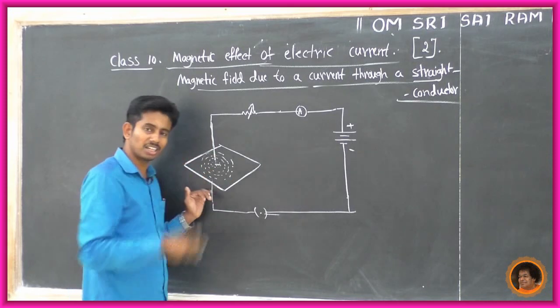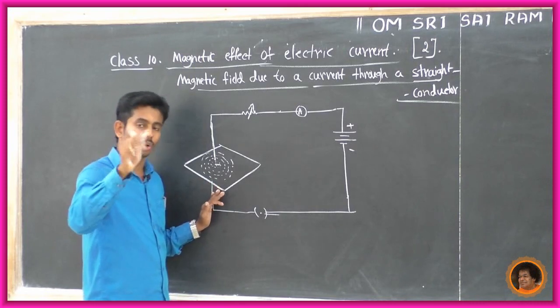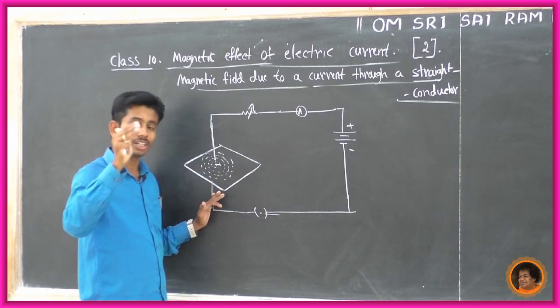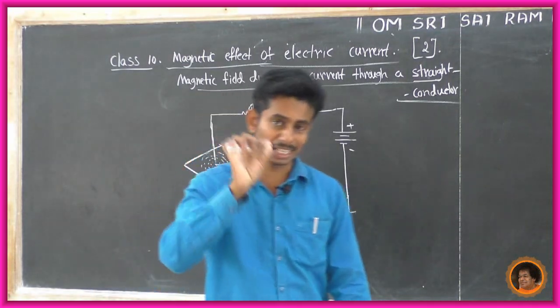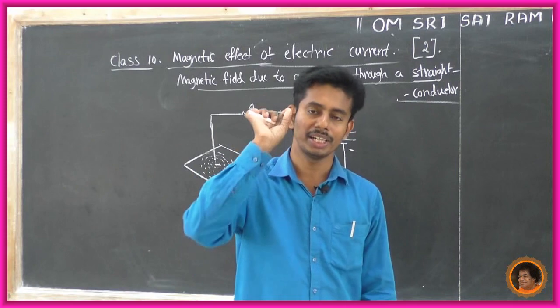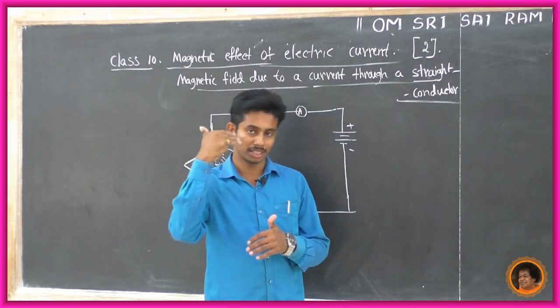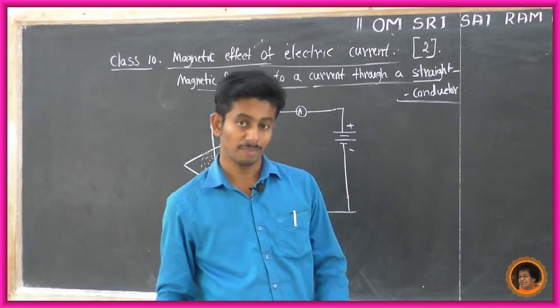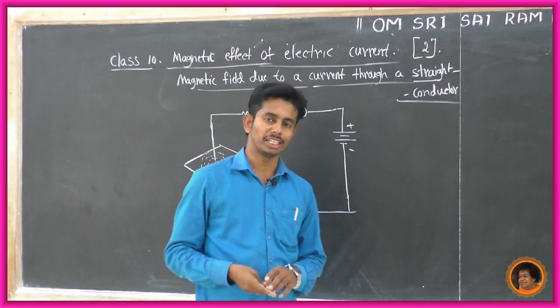If we decrease the current, the deflection is lowest. The deflection also decreases. So it is directly proportional. The current and the magnetic field are directly proportional. If we increase the amount of current, the magnetic field also increases. If we decrease the current, the magnetic field also decreases.